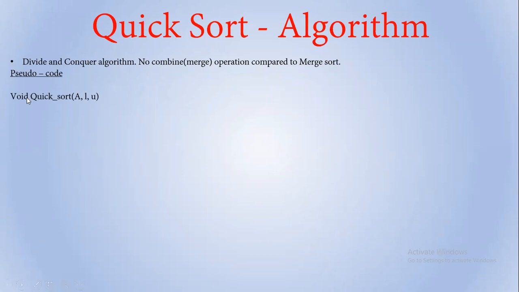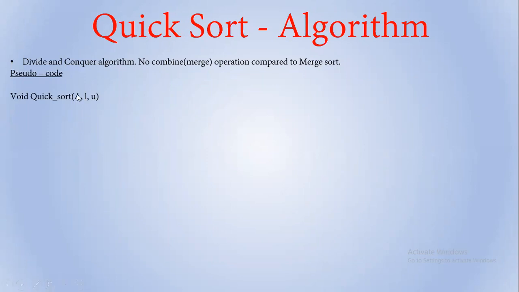So just like the merge sort algorithm, quicksort also does not return anything. The return type of quicksort is also void, which means it does not return anything. And this is the name of the function, quicksort. It has three input arguments.